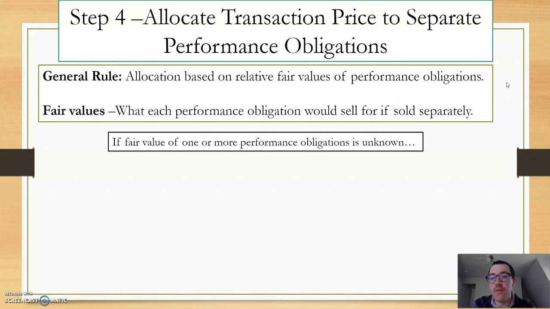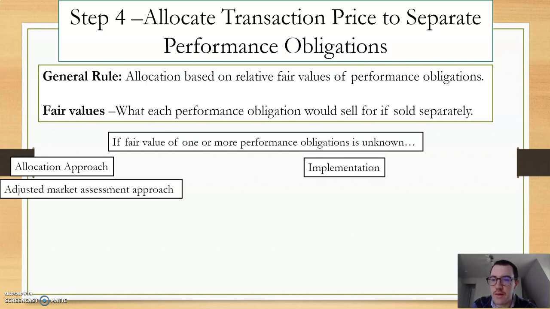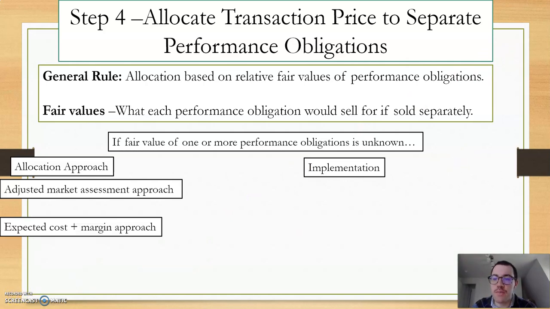Now, if the fair value of one or more performance obligations is unknown, then in these situations you have to use some alternative methods. And we're going to talk about 3 methods and how we would do them. We have the adjusted market assessment approach. These are in order of desirability. So this is the best thing you could do if you didn't know the fair value. The second approach is the expected cost plus margin approach. And the third approach is the residual approach.